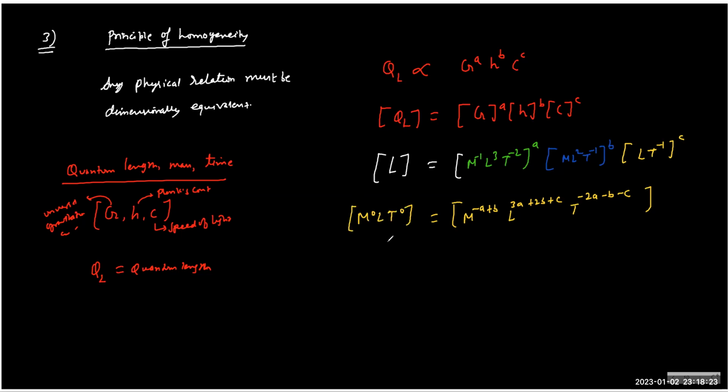So what is the power of M? 0. If you compare, minus A plus B is 0. It means A equals to B. What else? 3A plus 2B plus C equals to 1. Correct? And minus 2A minus B minus C equals to again 0.